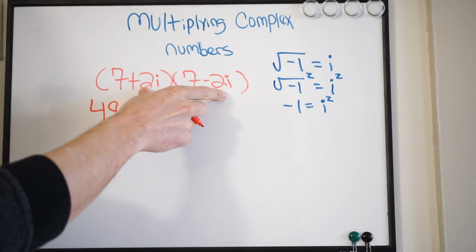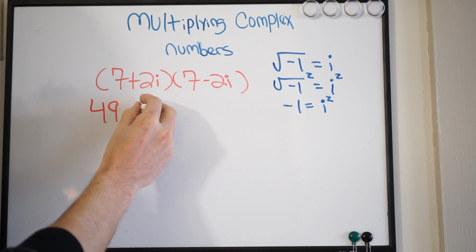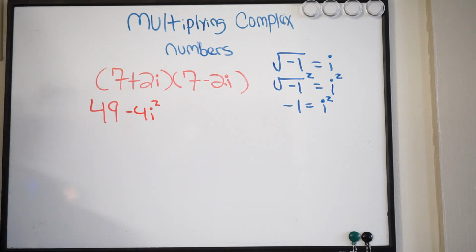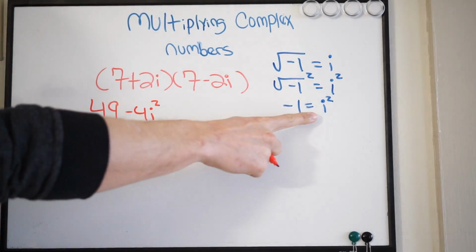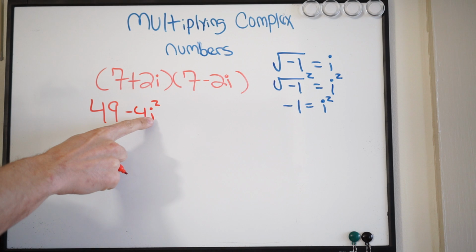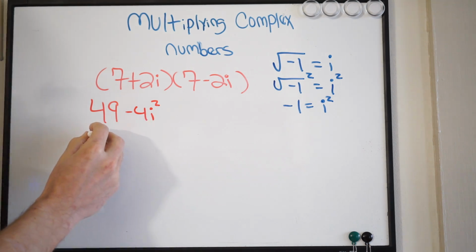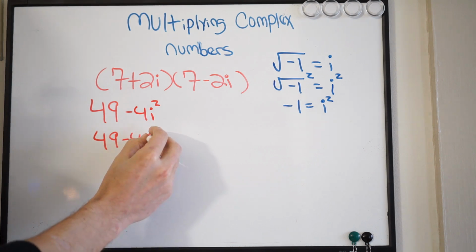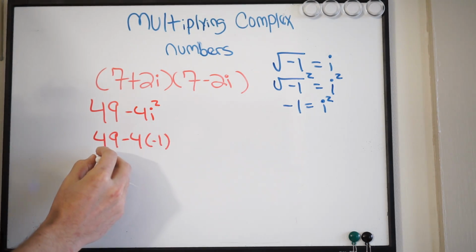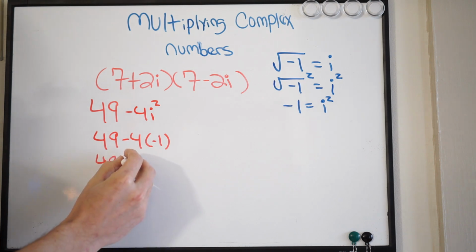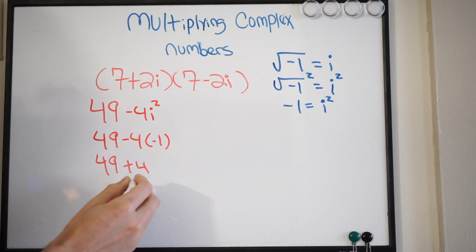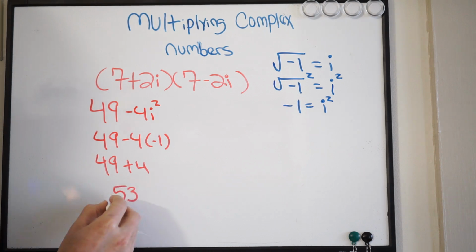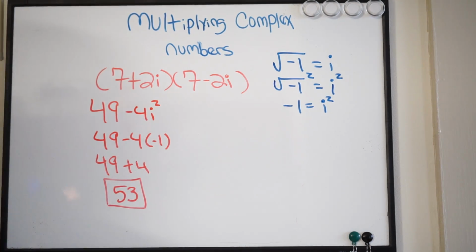We'll do 2i times -2i. Well, that's going to be -4i squared. And now at this point, we want to step back and look. Well, I know that i squared equals -1. So I'm going to replace this i squared with -1. So now I'm going to simply have 49 minus 4 times -1. Well, this is going to become 49 plus 4, or simply the answer here is going to become 53. So your answer for this problem will be 53.